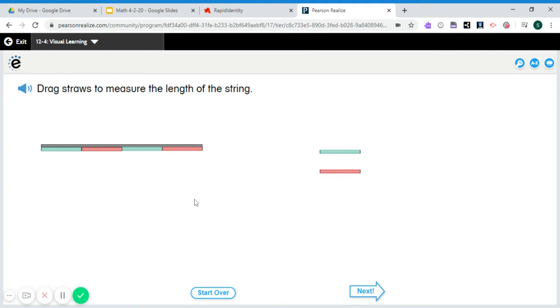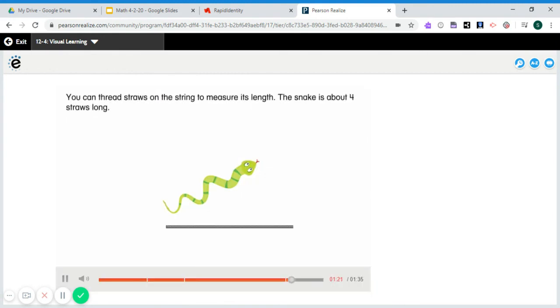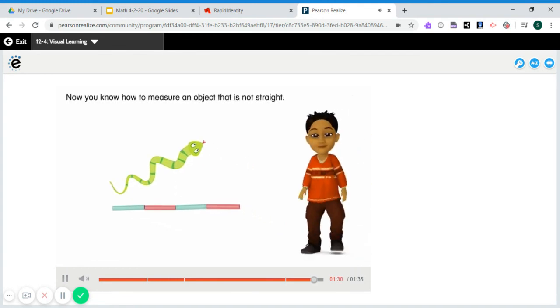All right, boys and girls, look, is it correct? Do I have any gaps? No, I do not. Do I have any overlaps? No, I do not. Did I go from end to end? Yes, I did. So the measurement is about 4 straws long. Those straws on the string measure its length. The snake is about 4 straws long. Now you know how to measure an object that is not straight.